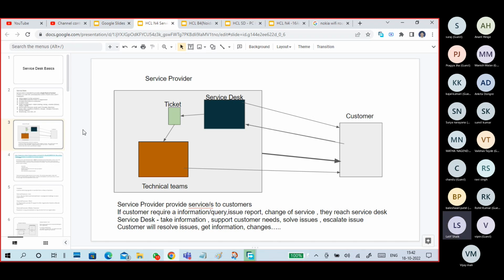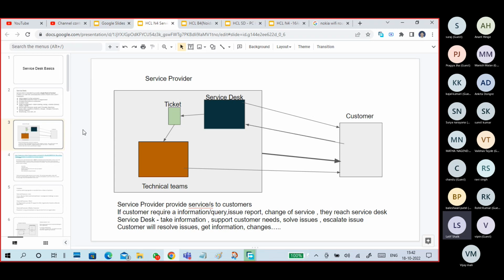Now, in case the customer requires information or a query, or reports an issue like there is some problem, or wants to change services, they reach the service desk. The customer is trying to reach the service desk and asks for support. So what will the service desk people do? They ask some questions. What is the requirement? What is the issue? So they collect the information.